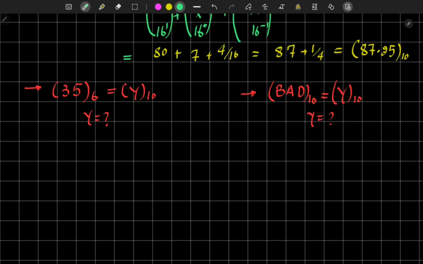Using a similar procedure, you can do these two problems on your own, and I will write the answers here. The answer for this question will be that y will be equal to 23 base 10, and y here will be equal to 2989 base 10.